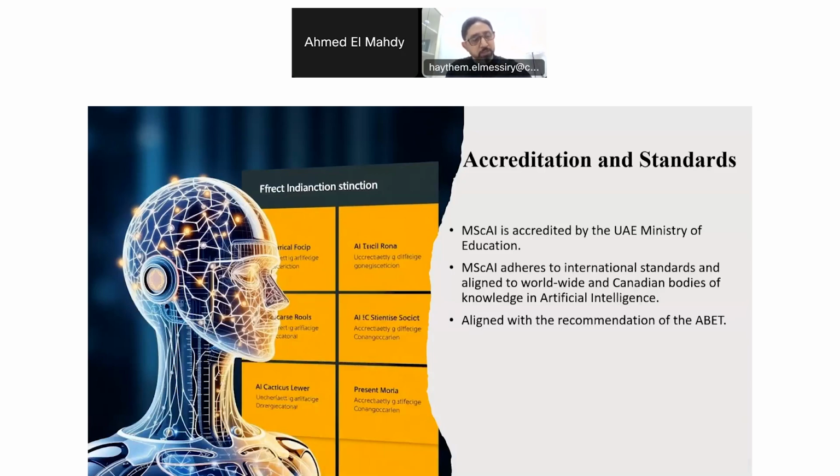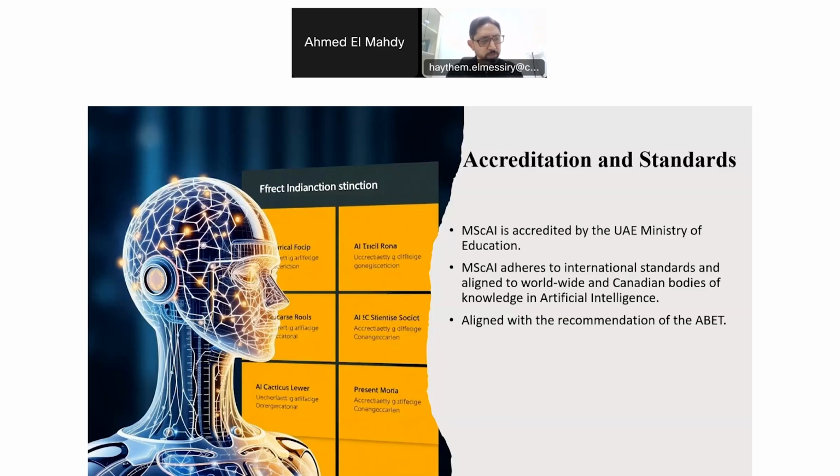Okay, when we went to build the program itself, we considered, as I mentioned in the first slides, that accreditation is very important, and aligning the program with standards, either national standards or international standards. So we did our study and our homework. First of all, it is accredited by the UAE Ministry of Education, meaning that we are following the standards of the UAE. Second, we do a type of alignment with the international standards, both worldwide and the Canadian bodies of knowledge in artificial intelligence, and this was very important, that we align with others, either national or international.